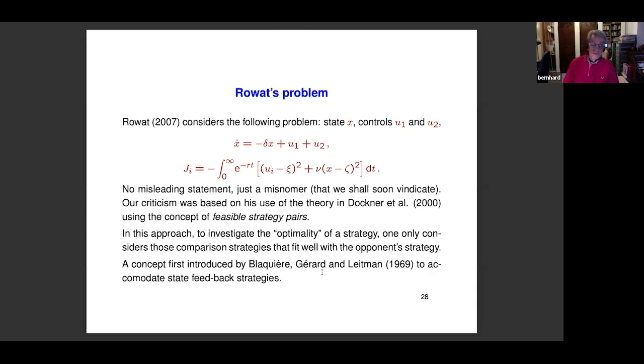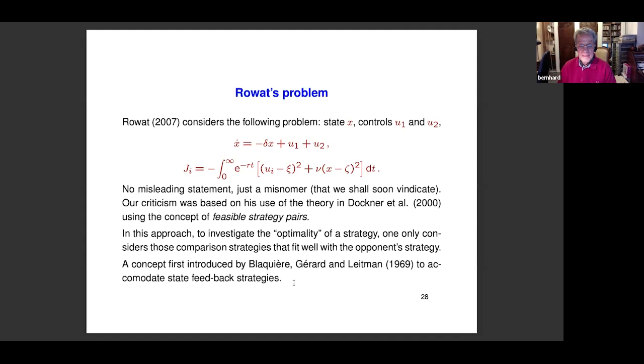Incidentally, this concept was first introduced by Justin Blaquière, Françoise Gérard, and George Leichtman. You can find it in their 1969 book, Qualitative and Quantitative Game. Actually, it was in the PhD thesis of François Gérard, who was a student of Austin Blaquière. Austin Blaquière was a friend of mine, and somebody for whom I have great respect.